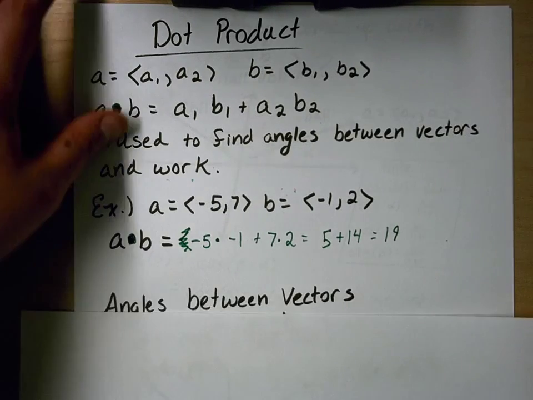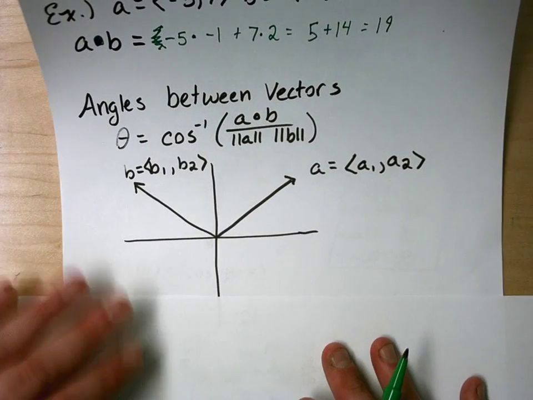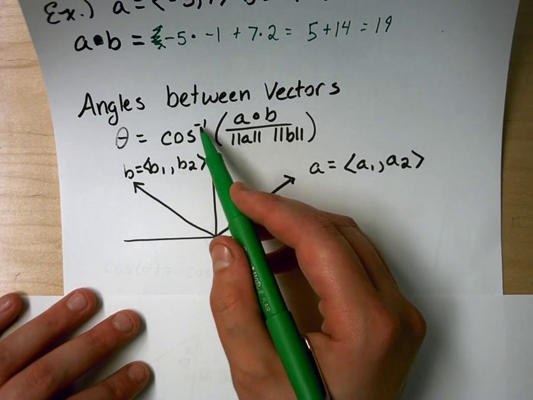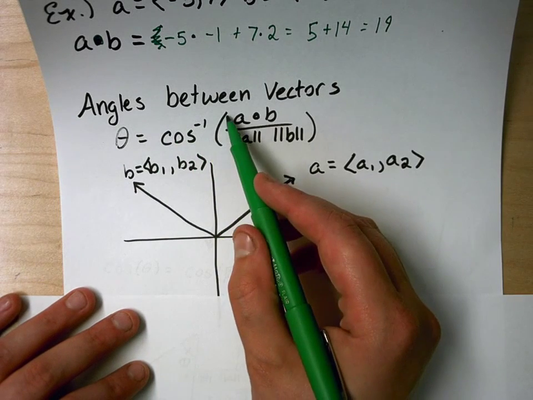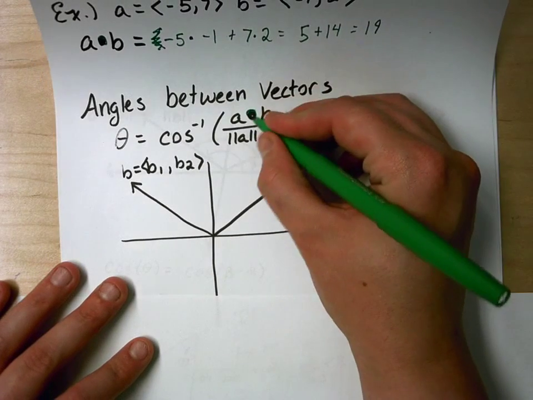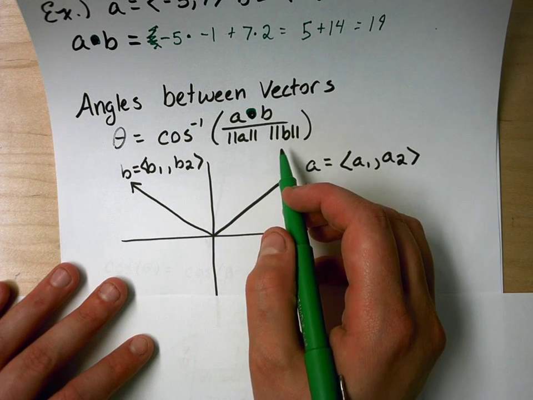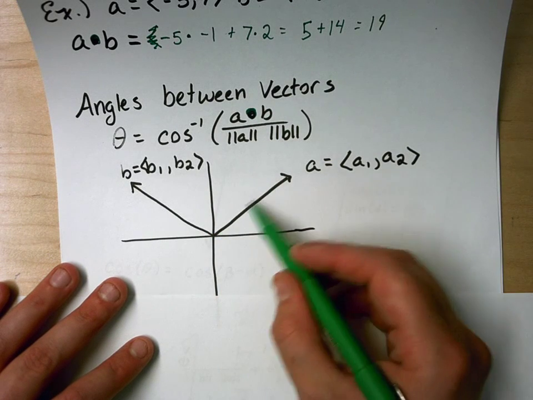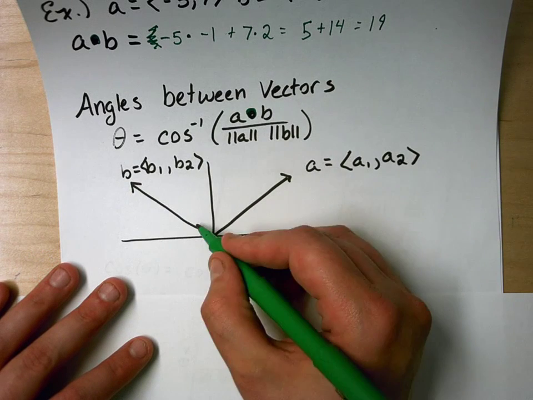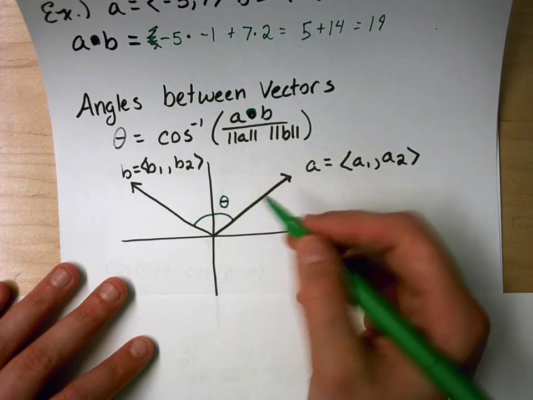All right, so let's see how it helps us find the angle between vectors. So we get this neat formula. We get that theta equals cosine of -1 of A dot B, so that's not multiplication, that's the dot product, over the magnitude of A times the magnitude of B. Let's say, for example, that this is my vector A and this is my vector B. Then what this is going to give me is the angle between them.